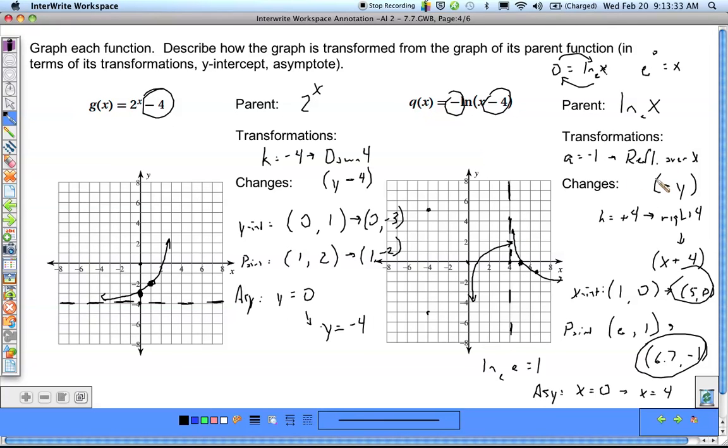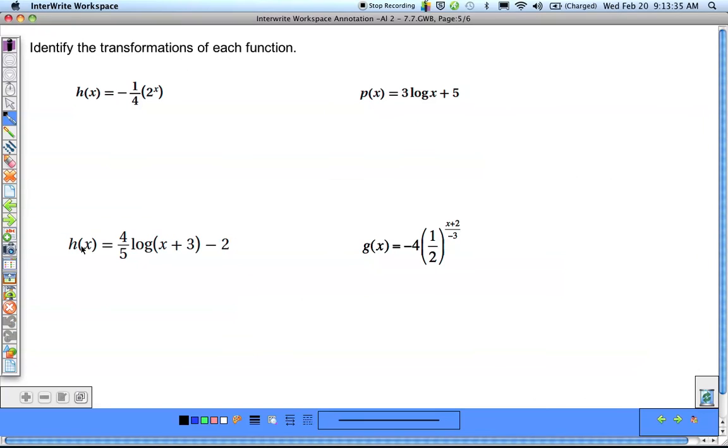There's our graph. The next thing we're going to take a look at is being able to identify the transformations, which we've actually done through these last couple problems. It's really just identifying your A, B, H, and K and naming whether they are stretches, compressions, reflections, or translations. So if we take a look at this first one, h of x, it may help to say, what is that parent function? If we cut out all that extra information, our parent function, which we can call f of x or y equals, is just 2 to the x power.